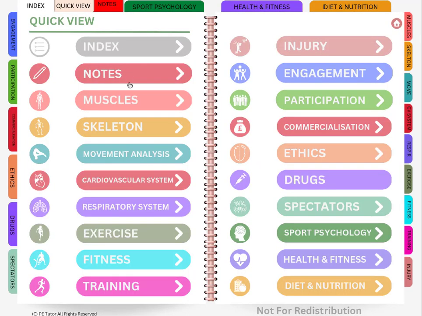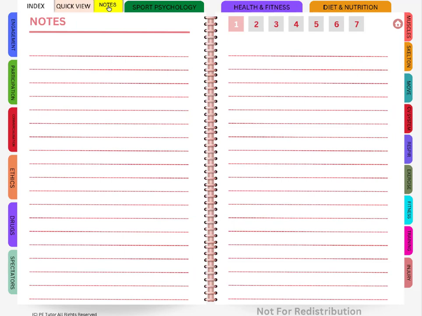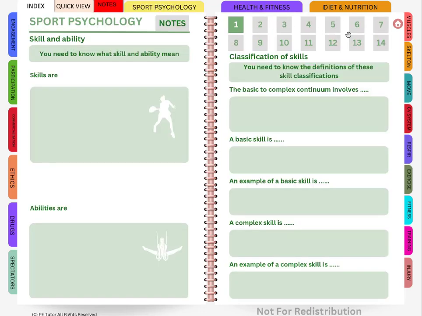You can see there you've got all of the topics in the AQA GCSE specification. Everything is covered, and let's go through this in a little bit more detail as well. So at the top there's a tab there for notes. This is towards the back of the notebook, and there are 7 pages where they can free write their own notes if they wish to. We'll go to sports psychology. You can see there's quite a lot.